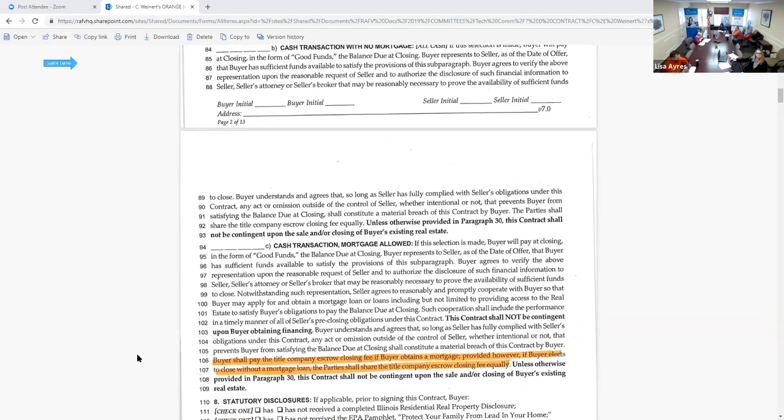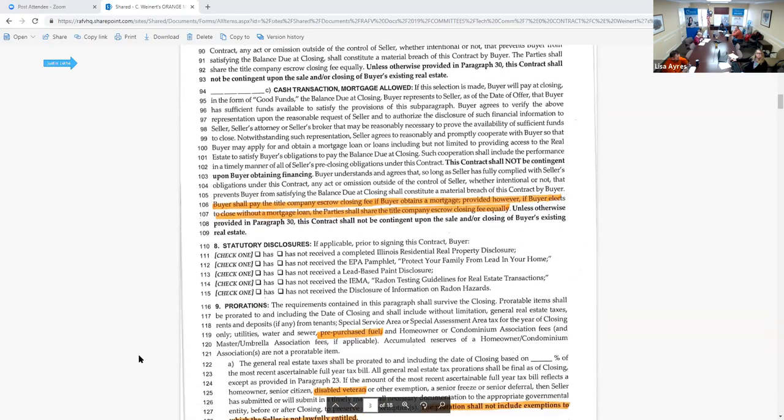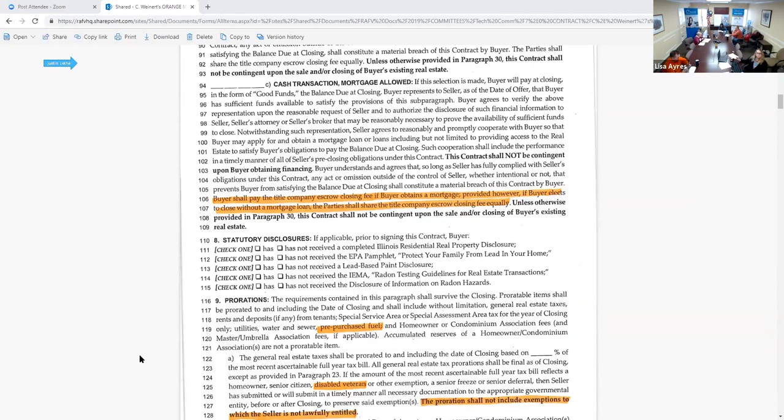Now on line 106, and you understand, cash transaction with no mortgage is just what it says. I can pay cash, I'm going to pay cash, no ifs, ands, or buts. Cash transaction with a mortgage allowed says I can pay cash, but my financial planner may not think that's in my best interest. So I may get a mortgage. So we did a little clarification on lines 106 and 107.